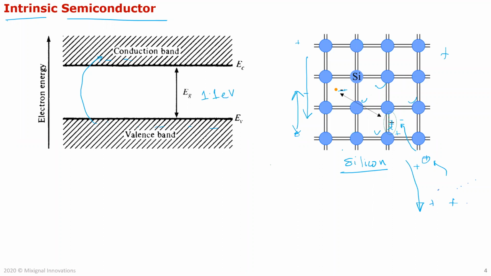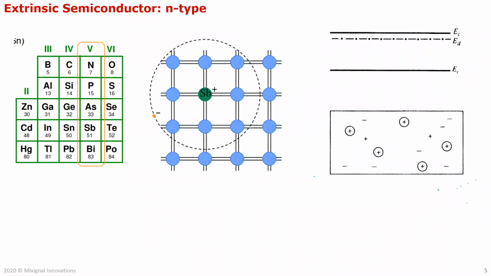Now, this is good, but if you want to create a conductor, if you want carriers, what people do is what's called doping, and those are called extrinsic semiconductors. The way you dope them is, for example, if you want to make an N-type, that means you want to have a lot of electrons for conduction, or in other words, electrons as your majority carriers.